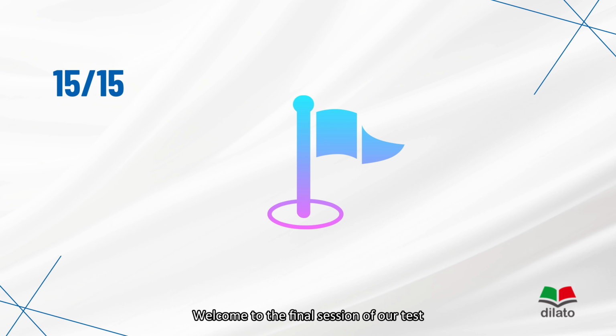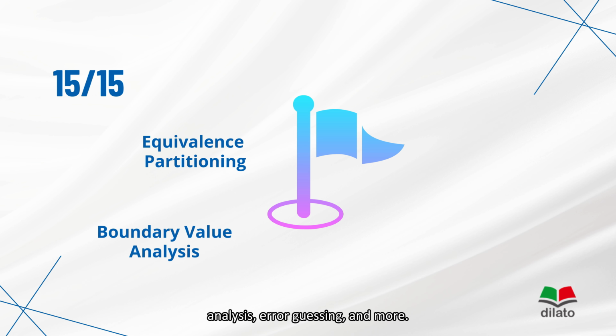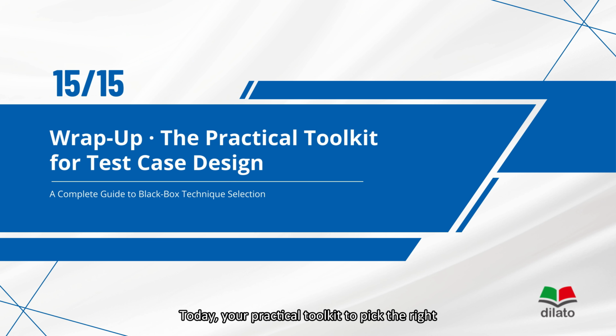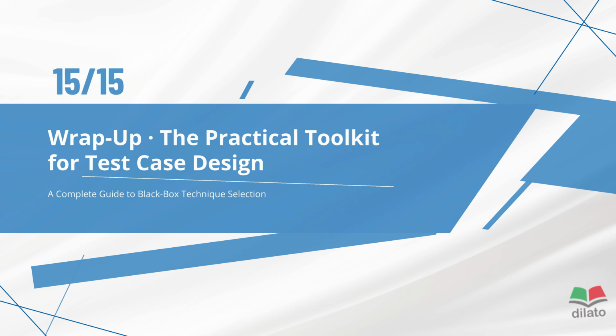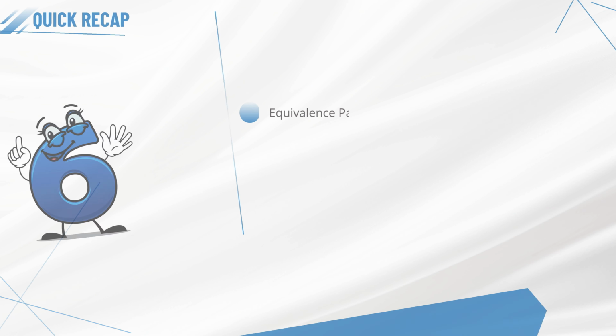Welcome to the final session of our test case design technique series. We've covered core methods: equivalence partitioning, boundary value analysis, error guessing, and more. Today, your practical toolkit to pick the right technique, avoid traps, and turn test cases into quality superpowers. Let's dive in. First, let's recap the 6 core techniques we covered.